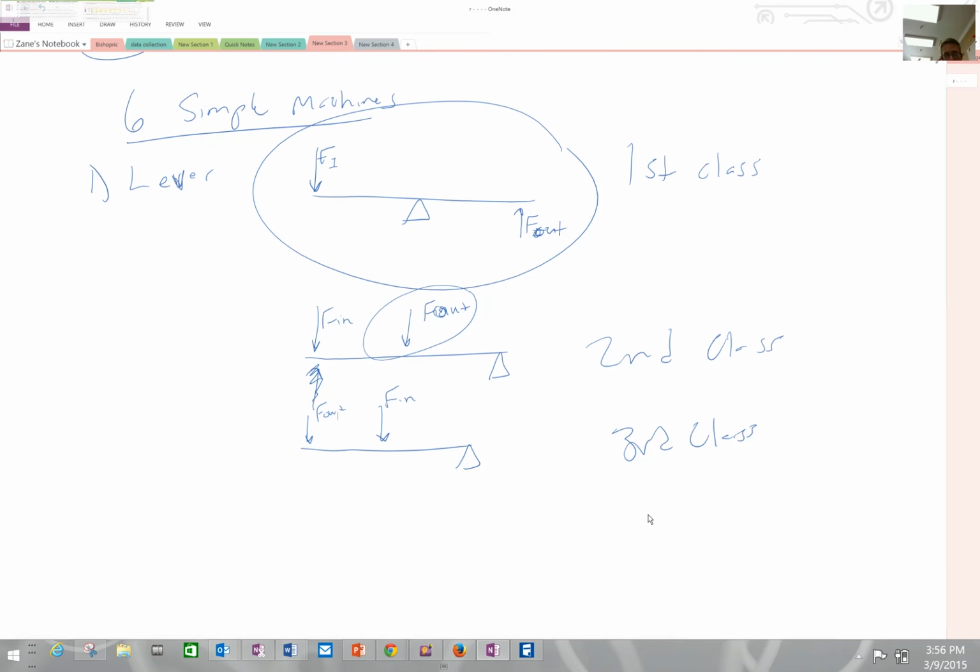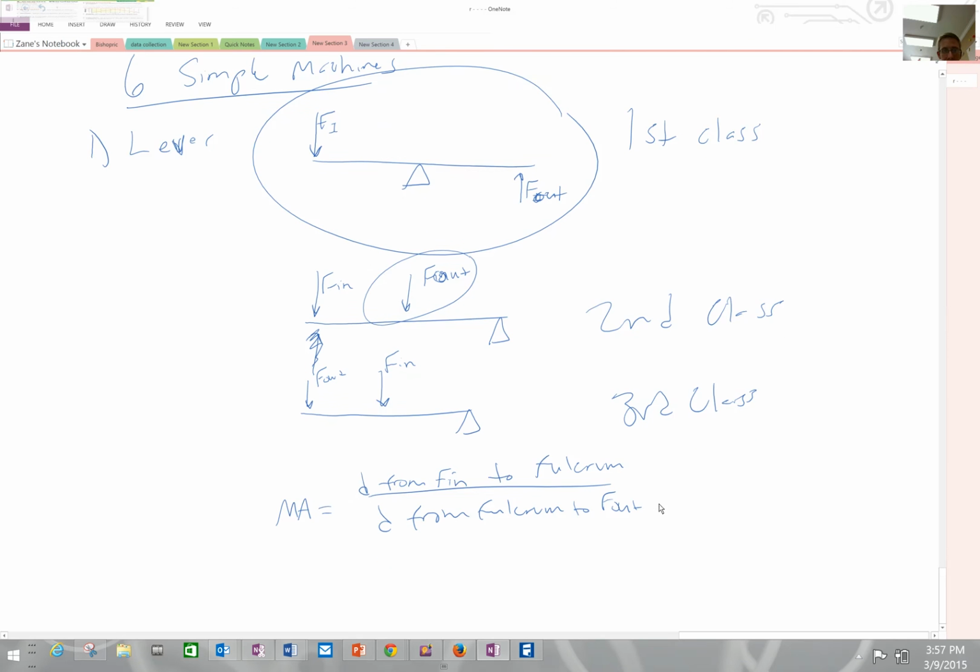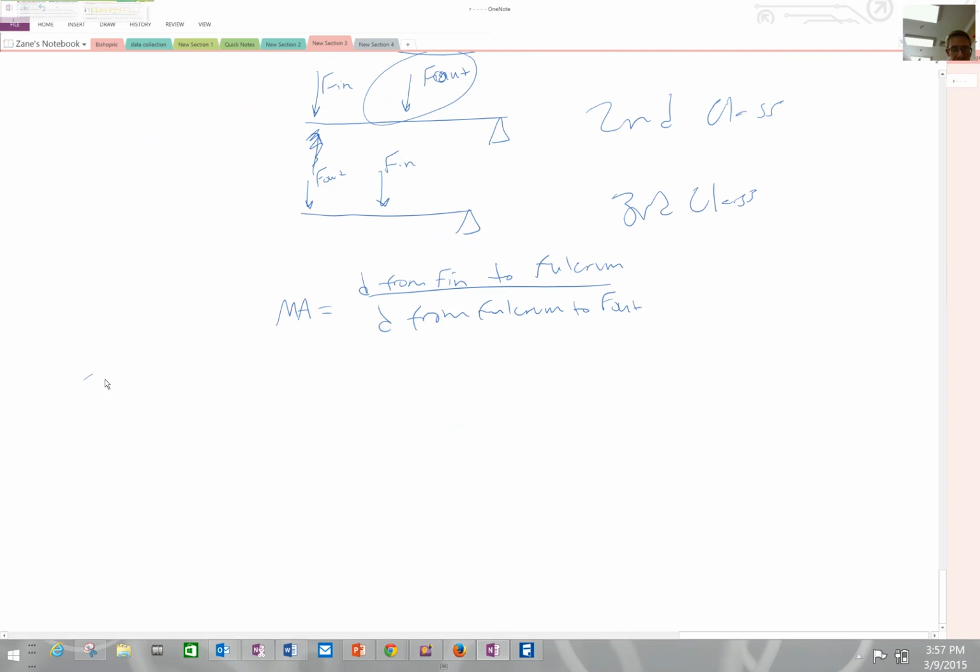There's a formula for the mechanical advantage of a lever, and that mechanical advantage formula is basically the distance from input force to fulcrum, divided by the distance from fulcrum to output force. Okay? Cool. Let's talk about our next machine.